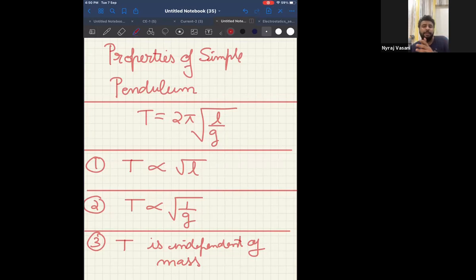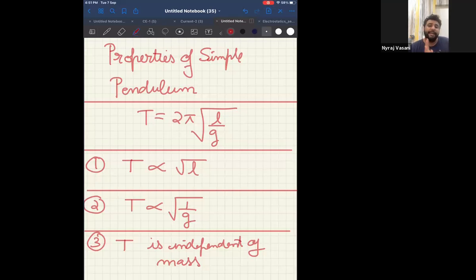Now, if I ask you what are the properties of time period of simple pendulum, you will tell me there are three properties. First thing is time period is directly proportional to square root of length. Second property is time period is inversely proportional to acceleration due to gravity, square root. And the third property is it is independent of the mass.